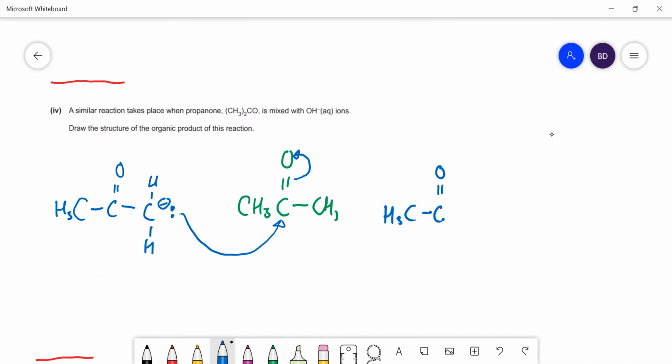That ketone is intact. We've got CH2, and that is attached to this green carbon here, and that green carbon has got one CH3 there, another CH3 there, and it's going to have an O minus, which will pick up a proton to become OH. So that is the formula of the product with propanone.